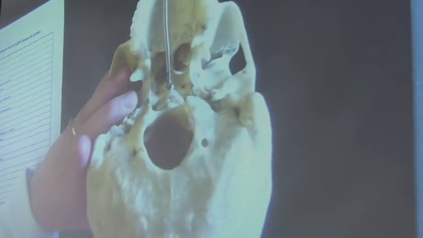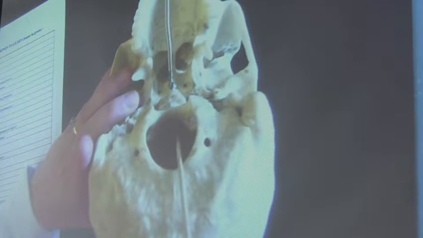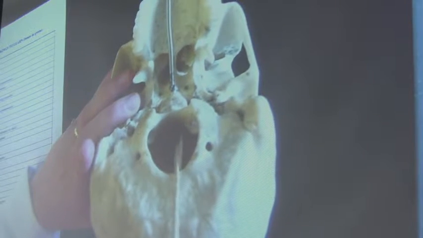It ends all the way under the skull to right here. This is the foramen magnum. That's the hole that your spinal cord comes out of.